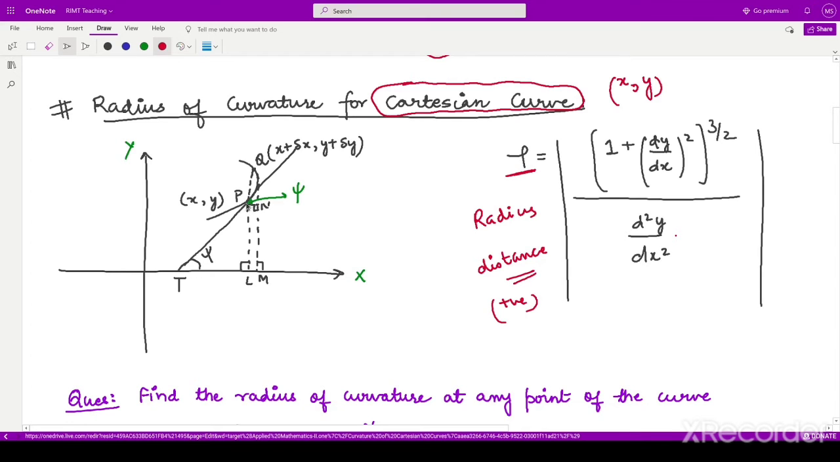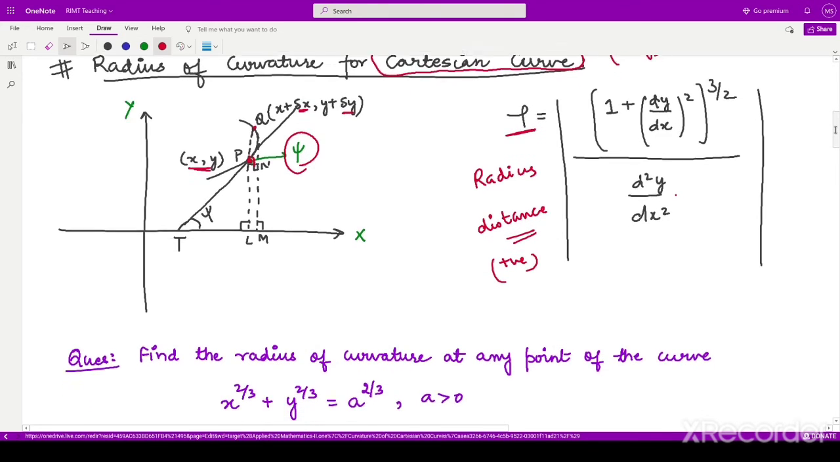That means we have some curve, some point P, and some point Q. The coordinates for point P are x and y. The coordinates for point Q are x plus delta x, which means a small increment in x has been made, and y plus delta y, a small increment in y has been made. So this is the perpendicular distance, right? And whatever is the angle here, that is the angle psi. So this is the formula that you have to remember for calculating the radius of curvature for a Cartesian curve.